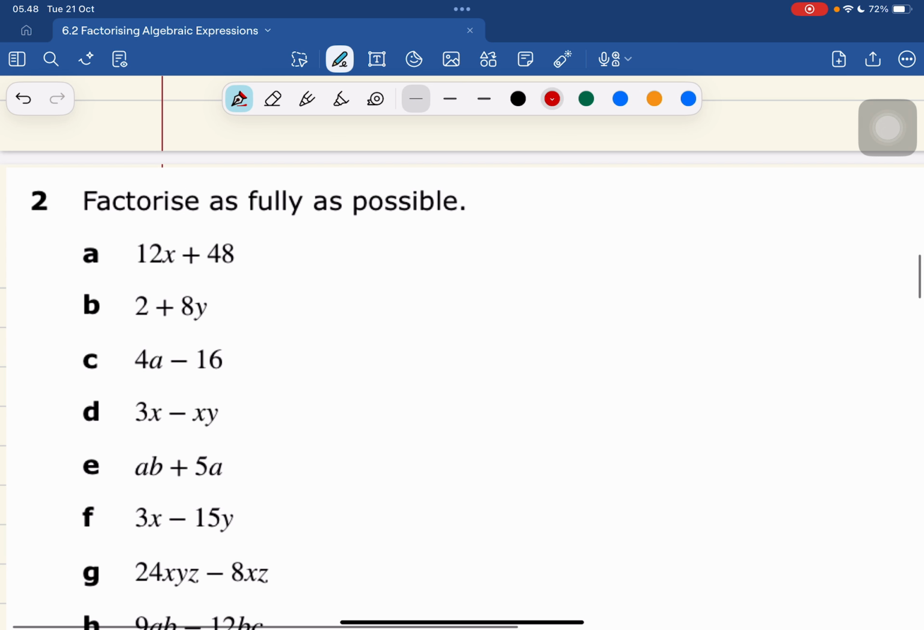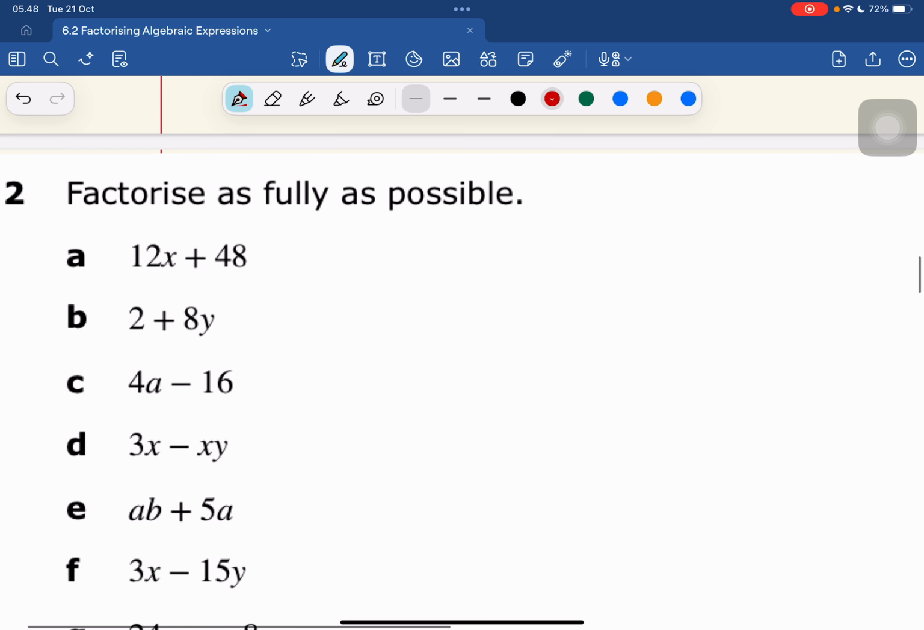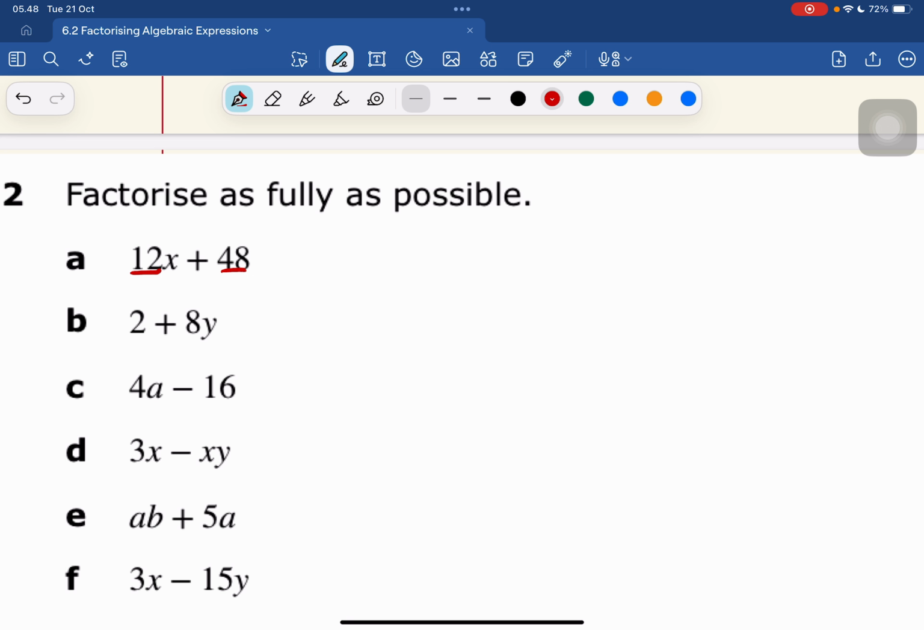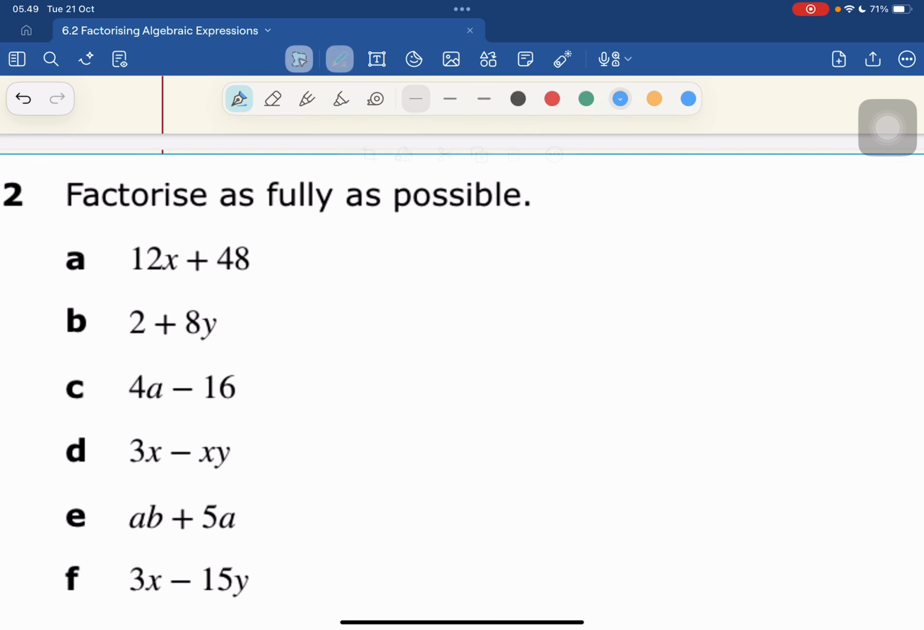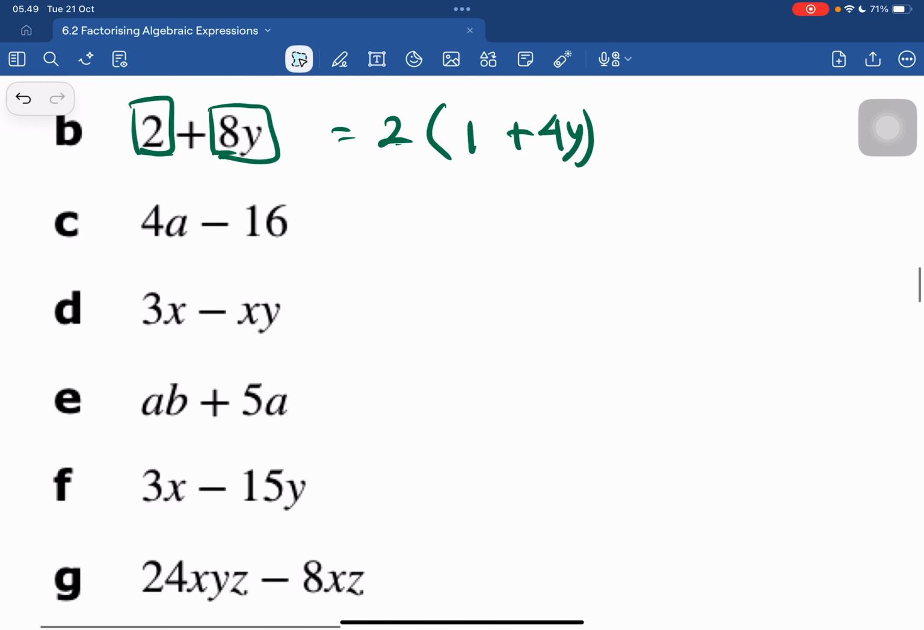Number 2. Factorize as fully as possible. First, starting with the numbers 12 and 48. So the highest common factor is 12. 12 times what number makes 12x? It is x. 12 times what number makes plus 48? This is 4. Next, 2 and 8. The highest common factor is 2. And then bracket: 2 multiplied by what number makes 2? It is 1. Plus 2 multiplied by what number makes 8y? So this is 4y. Okay, next question.